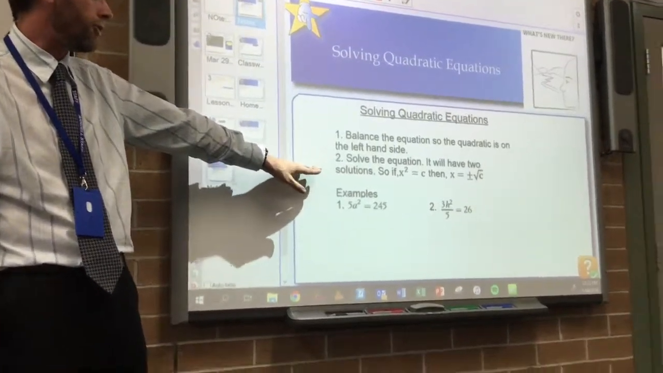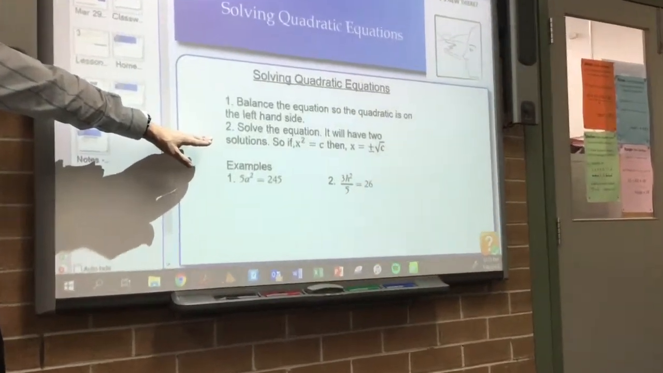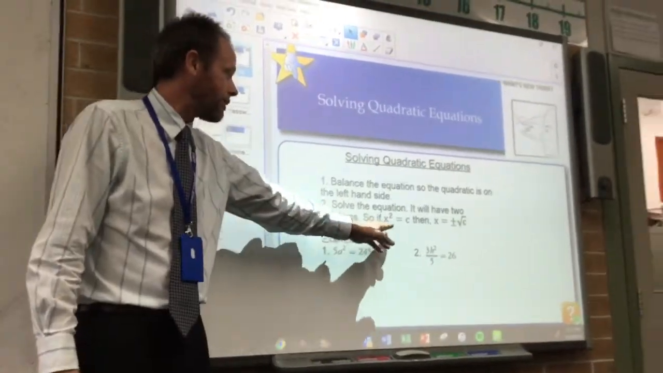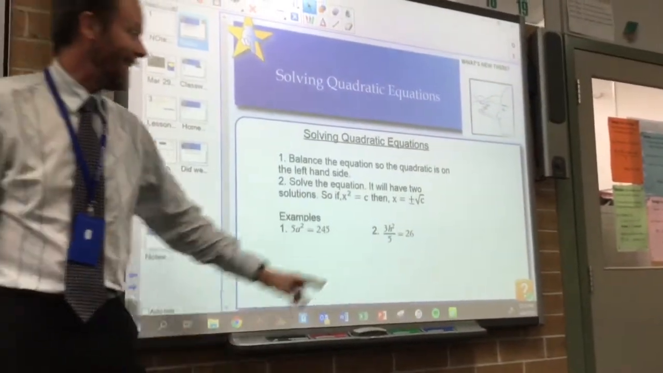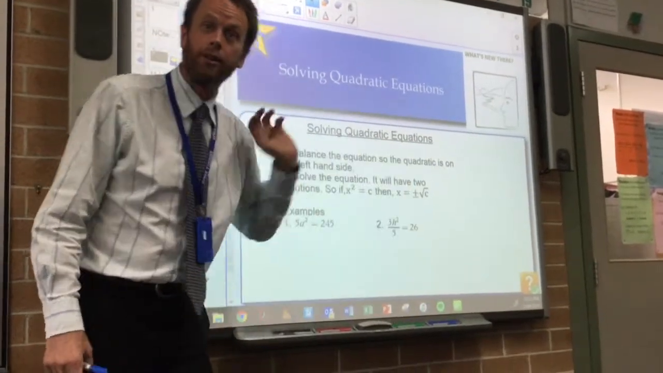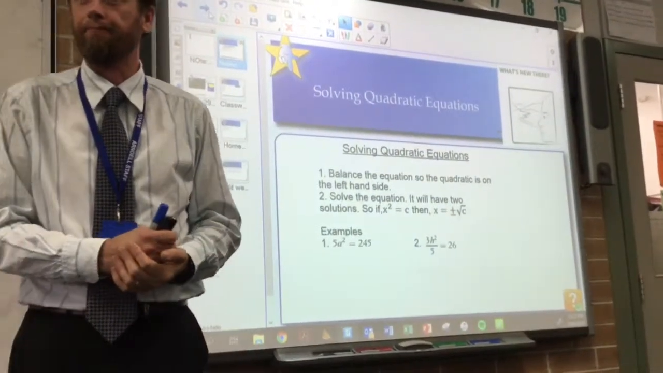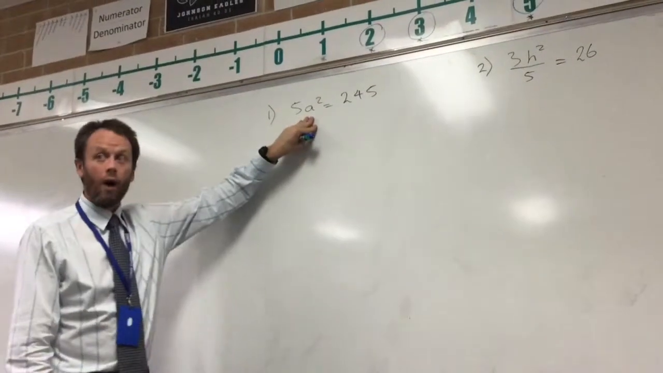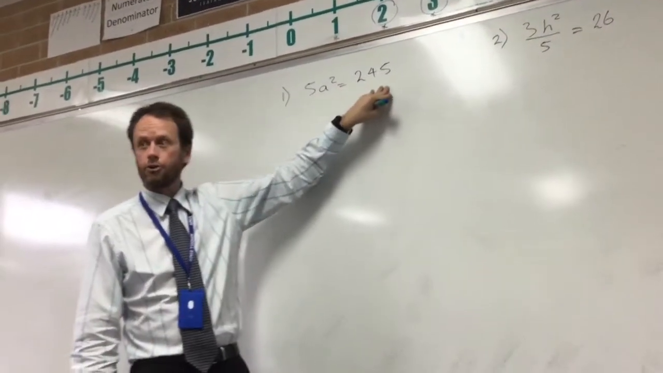It will have two solutions because of the nature of what a square does to a number. So if x squared equals c, x is plus or minus the square root of c. Let's look at these two examples so we can see how to do it. So example 1, 5a squared equals 245.